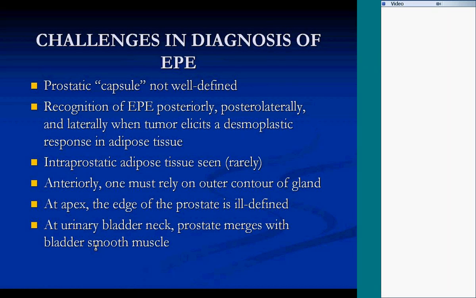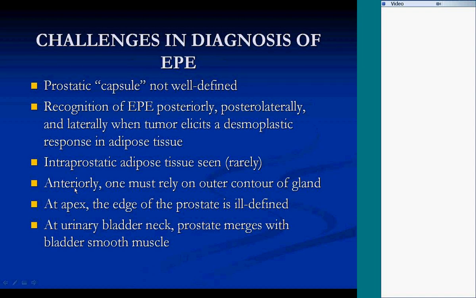So what are some of the challenges in diagnosing EPE? Well, first of all, the prostatic capsule is actually a fibromuscular sling that is incomplete anteriorly and apically. And it can be difficult sometimes to recognize EPE in these particular sites, posteriorly, posterolaterally, and laterally, when the tumor elicits a desmoplastic response. So we have a pushing type of tumor rather than obvious infiltration of individual glands into the fat. One caveat is that rarely you can see fat cells within the prostate, but just by convention, if you see cancer in fat, that generally means it's outside the gland.